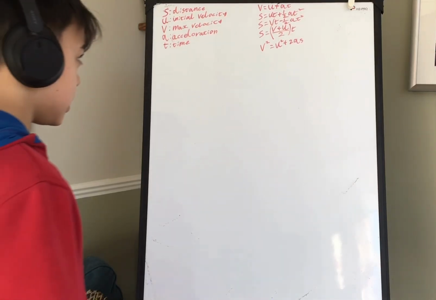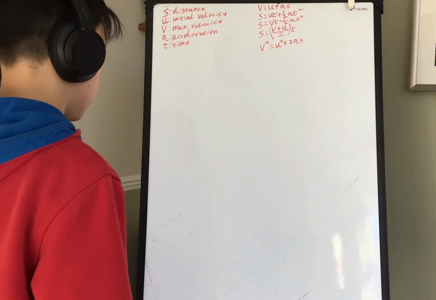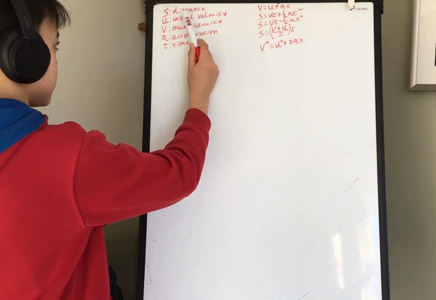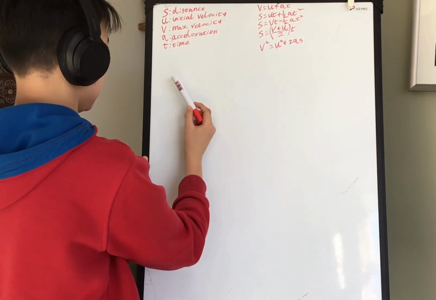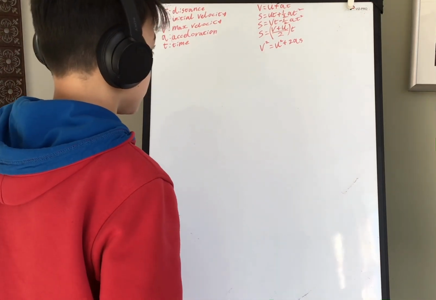Okay, so in this video I'm going to be proving the SUVAT equations. In the SUVAT equations, S represents distance, U is initial velocity, V is max velocity, A is acceleration, and T is time. Here they are.